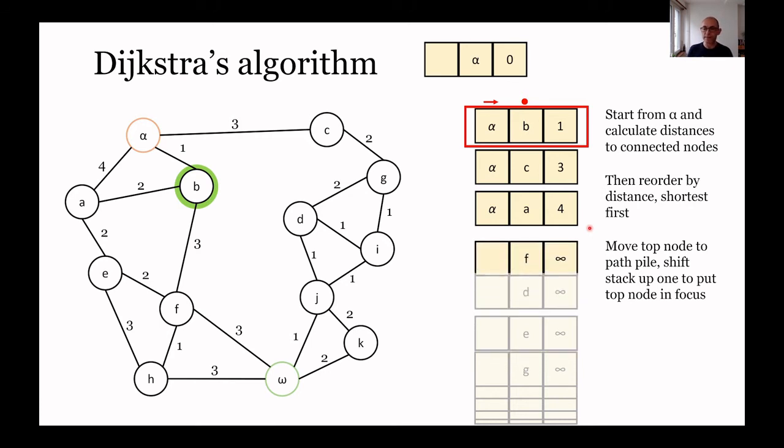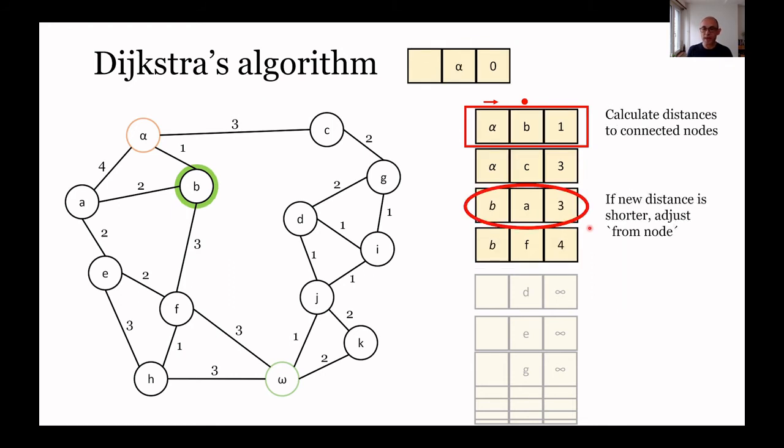From B, we can see A and we can see F. So let's bring up F and then examine F, and F costs us 4 to get to. That's 1 plus 3 is 4. Interestingly, when we look at A, that has been changed to 3 now. It no longer costs us 4 to get to A. We travel via B. We change this from alpha to B because we're going to B first, and then we're going to A. And that will cost us only 3.